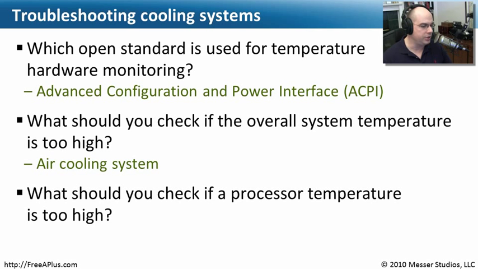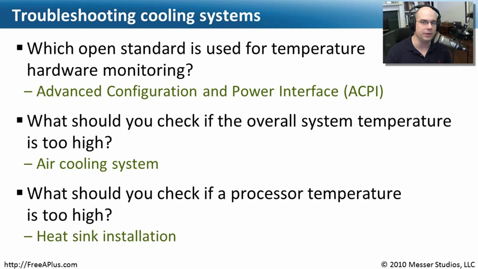And lastly, what should you check if a processor temperature is too high? Well, processor temperature is coming right off the chip itself, and if that's really heating up, then maybe we should look at the way the heat sink is installed on that chip and make sure that that chip is able to dissipate the heat and the air flowing through the computer is able to move that heat out of the computer system.